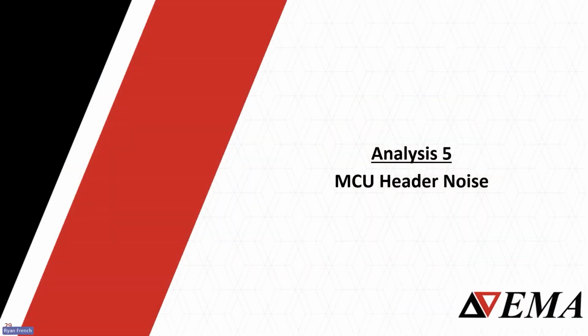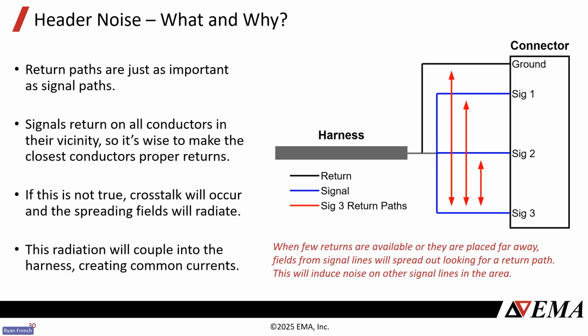Here, this analysis, I am calling microcontroller header noise. Really, this is a demonstration of noise that you can get from your connectors, wherever you're launching a signal off your board into, say, a harness. And a header is inherently noisy. It's a terrible way to send signals, but it's nice for little Arduinos and whatnot. So what is it and why do we care?